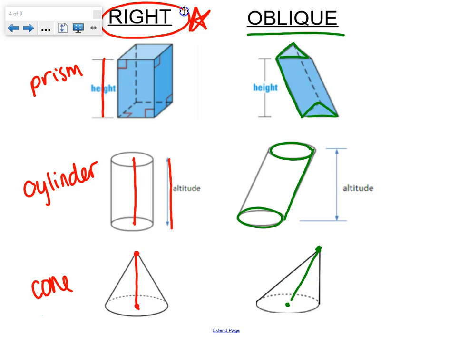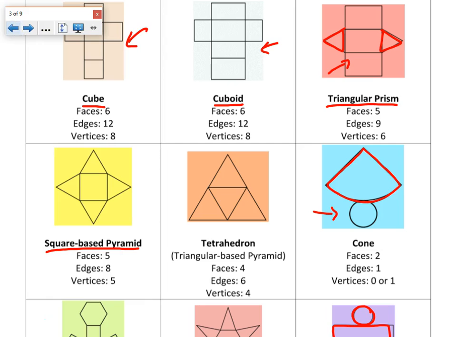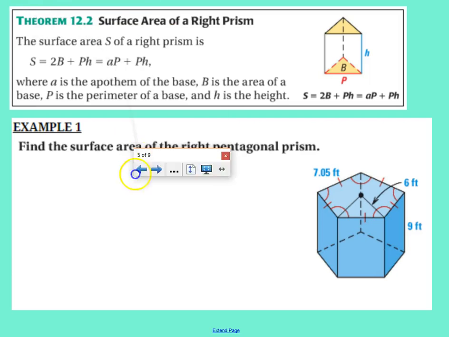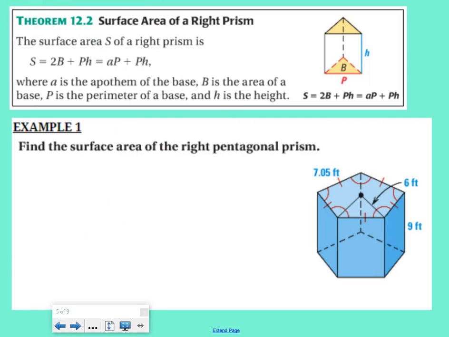So our formulas will only work for the right figures. If you do get an oblique figure, which we will not be working with right now, you would have to open it up, make a net like we saw here, and then find the areas and add them up. But for right figures, we have some formulas that help to make the process easier, and then you don't have to draw a net.